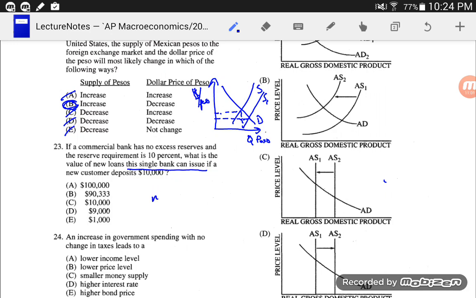That might be tempting to think, and you'd go, oh, well, the money multiplier equals 1 over the reserve requirement, so it equals 1 over 0.1 equals 10, so 10 times 10,000 means it's going to grow by 100,000. That is a colorful distractor. No, that is not correct, because it's saying what can this single bank lend? Well, if they get $10,000, they must keep 1,000 of it, 10% of it, and they can lend out the other 9,000.